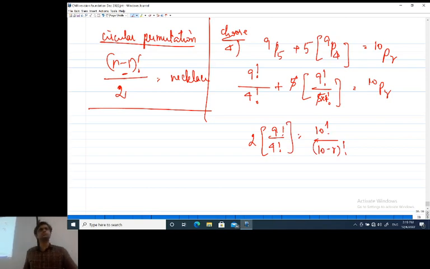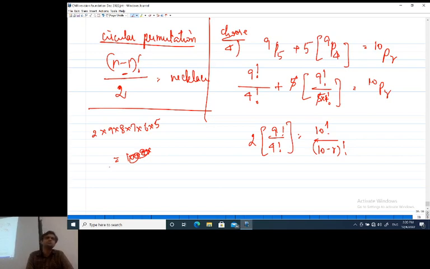புரியுதா? இது வரைக்கும் புரியுதா? There is no way to solve with factorial now. So all you can do is open up the full thing. So when you do that, 2 into 9 into 8 into 7 into 6 into 5. This will be equal to 10 into 9 into... இதை நீங்கள் ஸ்ப்ளிட் பண்ண முடியாது. So all you can do is open this full thing, multiply.